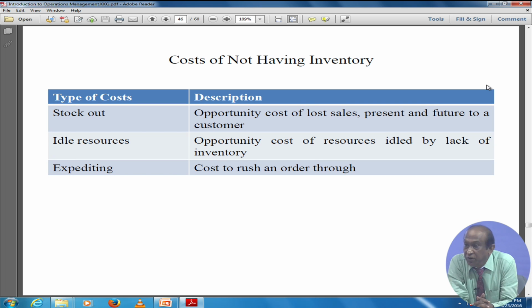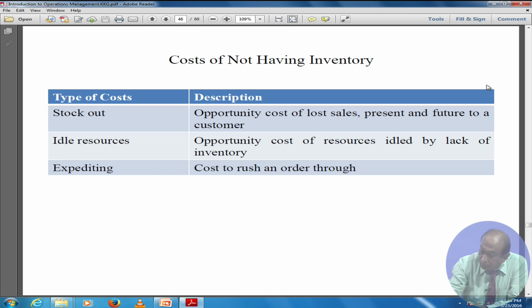Costs of not having inventory. Have you ever thought about it? Stock out cost. Suppose the customer comes in and asks for a product and you do not have it. So, there is a cost of not being able to serve the customers, lost sales. So, opportunity cost of lost sales, present and future to a customer.